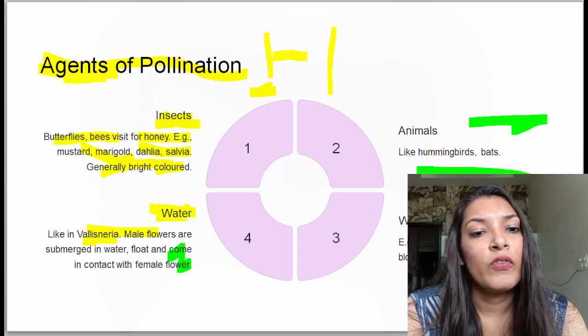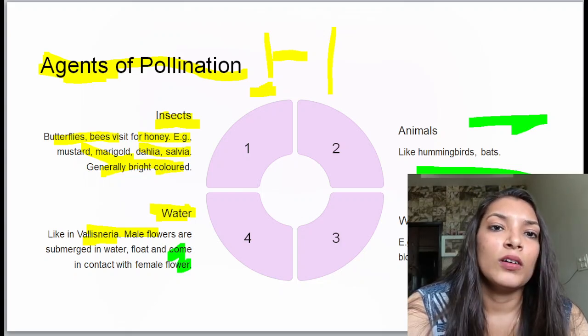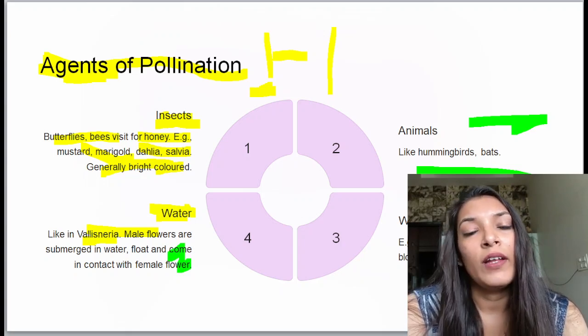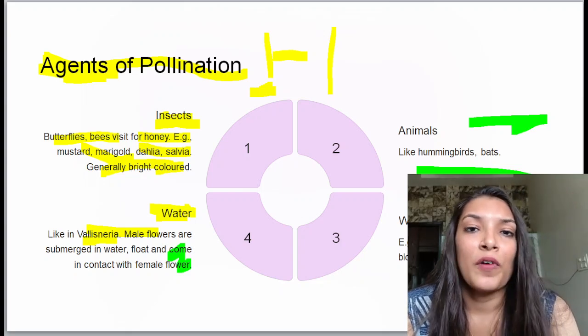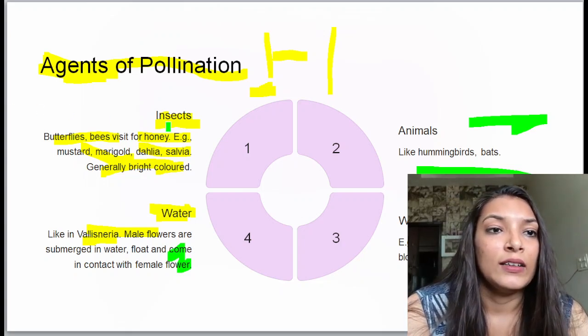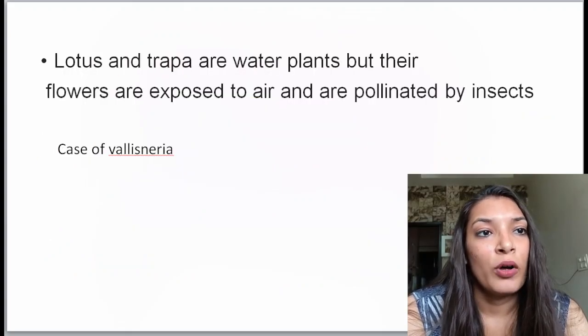What happens in case of wind? Wind is capable of carrying lighter objects in air. Similarly, along with other things, it can also transfer pollen grains from a plant to some other place, and in this way the transfer takes place. So these were the 4 major agents of pollination.